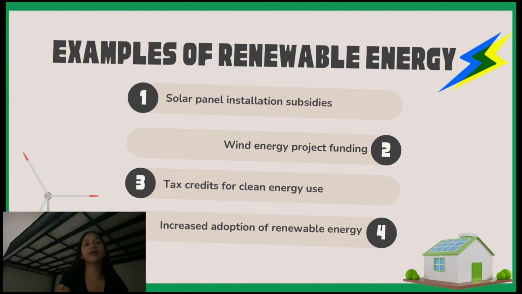Here are the examples. Examples include solar panel subsidies, tax credits, and wind energy funding. This leads to increased adoption of renewable energy. For example, tax credits reduce the cost of solar installation, so more homes can use renewable energy.